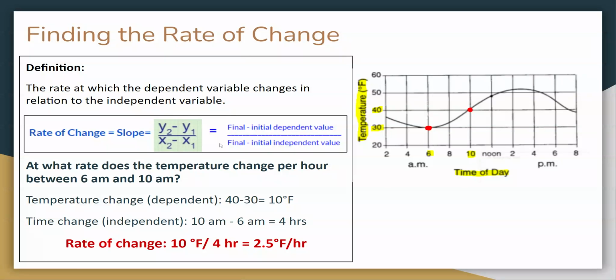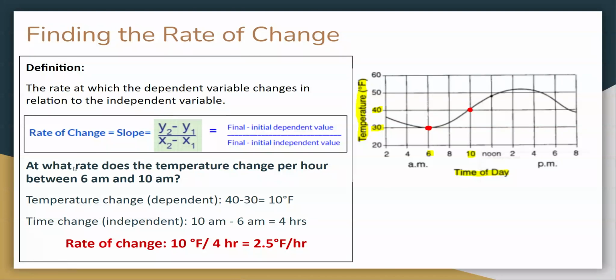But specifically in science, the change in y value divided by the change in x value doesn't always work because your dependent and independent variables may not necessarily be exactly on the y-axis or exactly on the x-axis. So what you really should rely on is this. It should be the final minus initial dependent value, in this case final minus initial temperature, divided by the final minus initial independent value, in this case the final minus initial time of the day. That should give you the change in temperature on the top divided by the change in time on the bottom, and that should give you the change in temperature per hour.